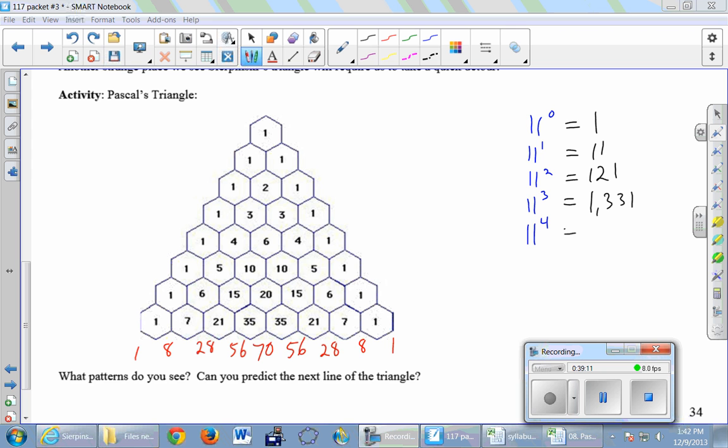1,331. Good. 11 to the fourth. 14,641. Yeah? So we just type them into the calculator. What do we see? Within the triangle. Like if you look at that 14,641, that's one of the rows of the triangle. Just look at the digits. 1, 4, 6, 4, 1. See it?